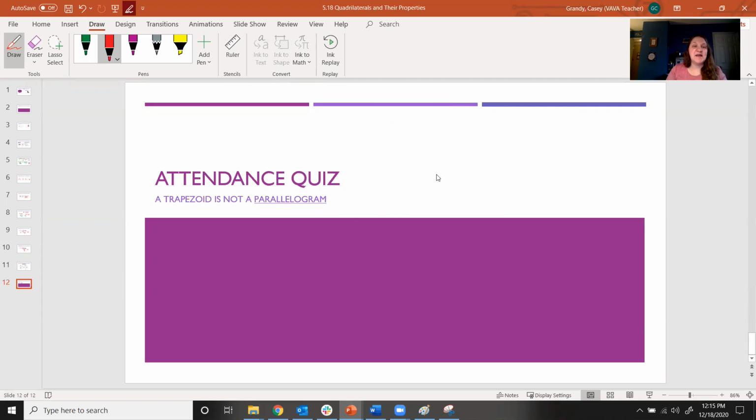A trapezoid is not a parallelogram. Parallelogram is today's attendance quiz word. The reason a trapezoid is not a parallelogram is because it has only one pair of parallel sides, whereas a parallelogram has two. Make sure you spell parallelogram right. Please spell it right. If you get it wrong the first time, double check your spelling before entering it again.